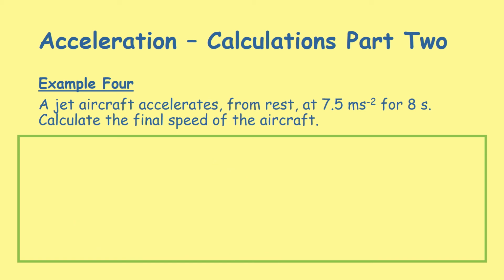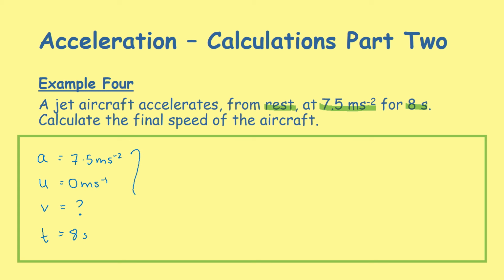Example 4. A jet aircraft accelerates from rest at 7.5 meters per second squared for 8 seconds. Calculate the final speed of the aircraft. So it's not acceleration we're calculating this time, it's final speed. So A, U, V, and T. If it's the final speed we're calculating, V equals our question mark. Looking at our question, the aircraft accelerates from rest. That's our key word there again. From rest means we are starting at 0 meters per second. And they're accelerating at 7.5 meters per second squared. And they're doing this in a time of 8 seconds.